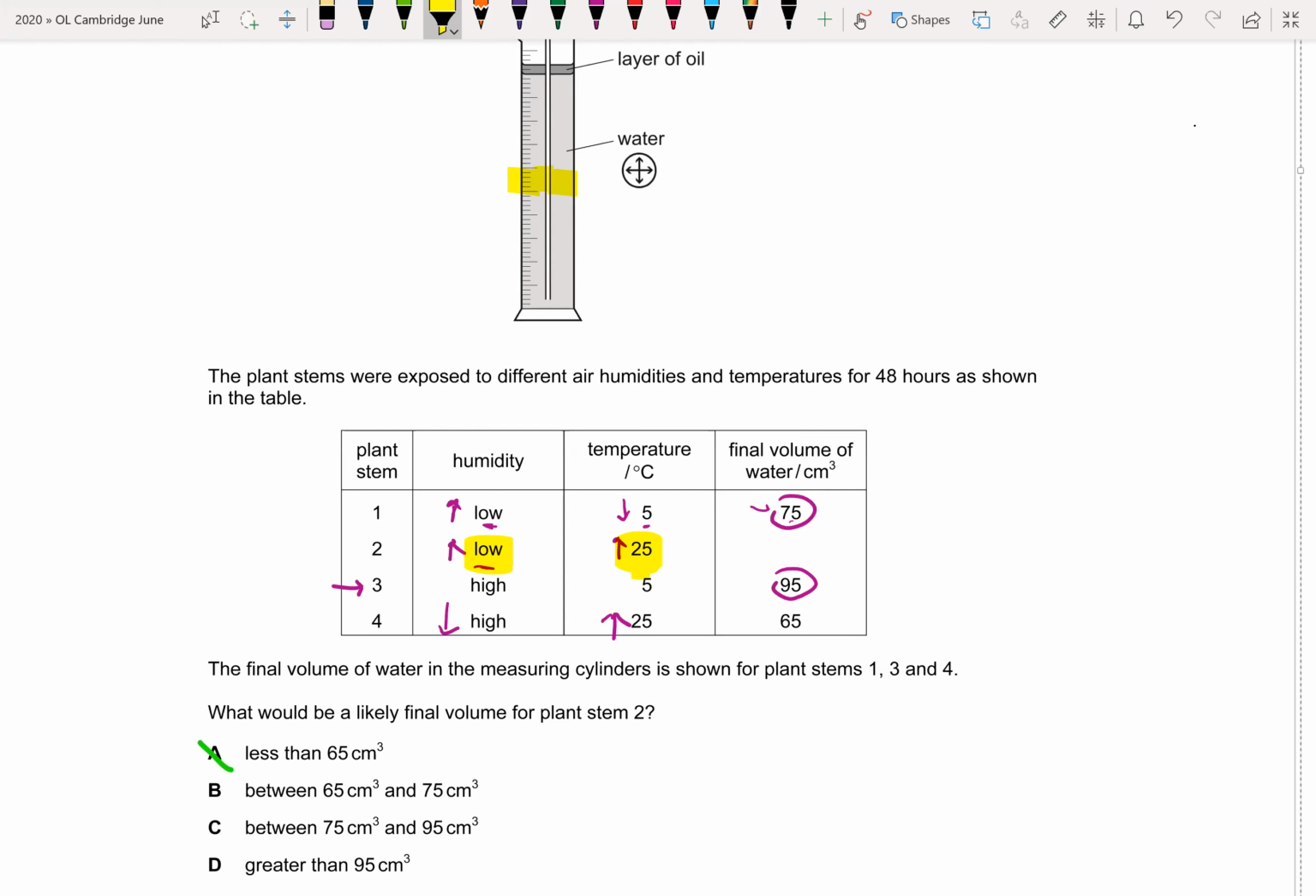Miss, so you're saying it depends on humidity and temperature? I'm not saying, the question is saying. It gives you variables: humidity and temperature. So you need to read the data it gives you. What do you expect to see when you have low humidity and high temperature? High temperature is favoring water loss, right? Low humidity is also favoring water loss. So I expect to see more water loss than I have seen in 1 and more water loss than I have seen in 4.